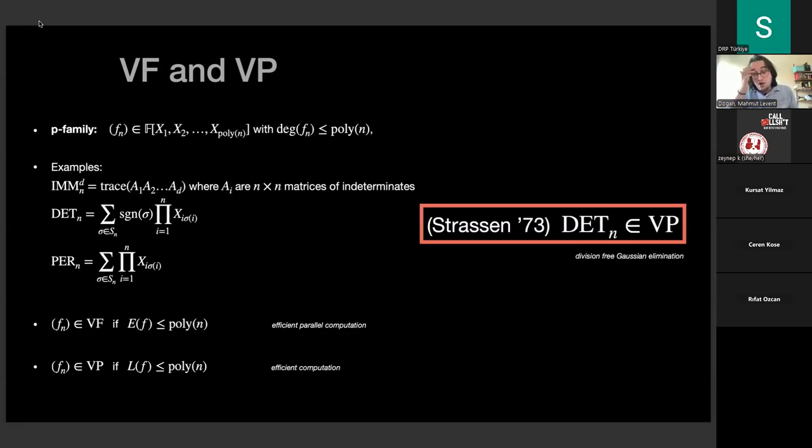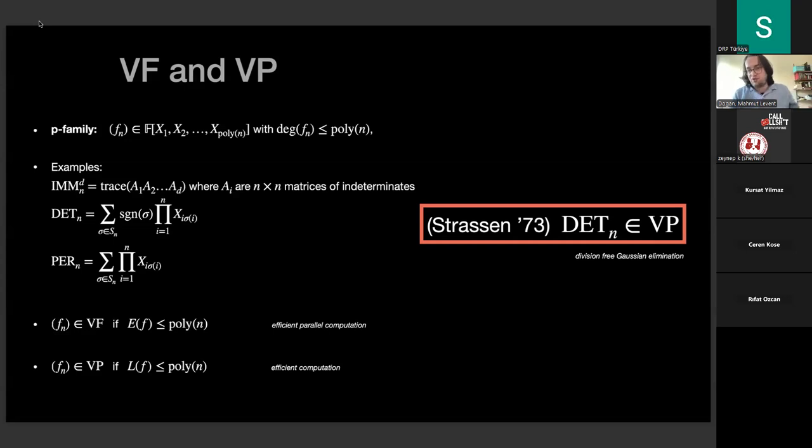What we know from Strassen in 1973 is that the determinant is in VP. That's not immediately obvious, because the way I defined the determinant, it's a sum over n factorial things. If you used the Laplace expansion, that's not a good way to compute a determinant.